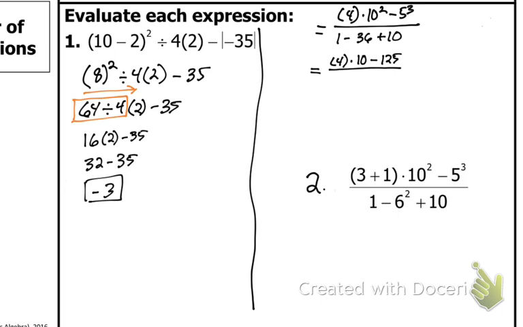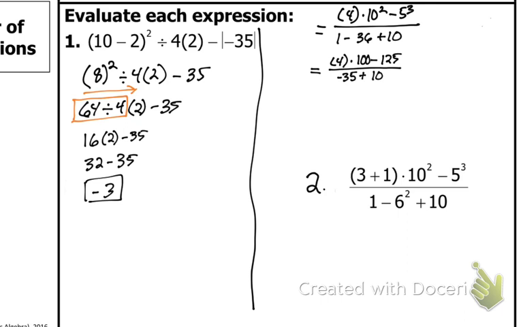All over. On the bottom, we just have subtraction and addition, so make sure you work left to right. So we're going to do 1 minus 36 first. Yeah. Making sure we're staying up on it. We should have 100 there, right? All right. We do our first 1 minus 36. 1 minus 36 is a negative 35 plus 10. Like I said, left to right.